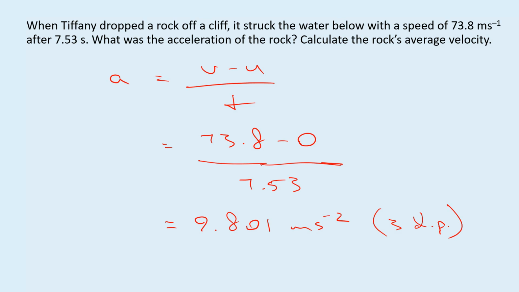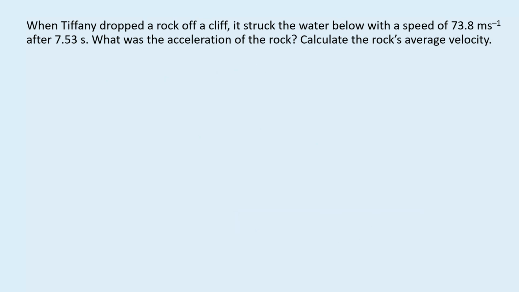Now, the second part, calculate the rock's average velocity. Okay, well, that's fine because we have a kinematics equation for that one as well. The average velocity is the distance, or really the displacement, divided by the time. No problem. Except that there kind of is, because we don't know the distance. We don't know the height of the cliff. We don't know how high she actually dropped the rock from. So before we can do the second part of the question, work out the average velocity, we're going to have to go and find what the actual distance was.